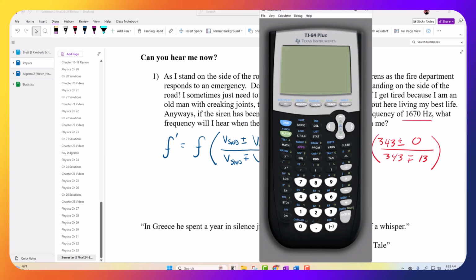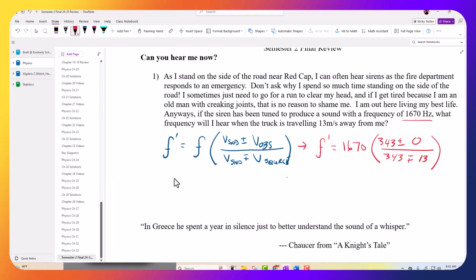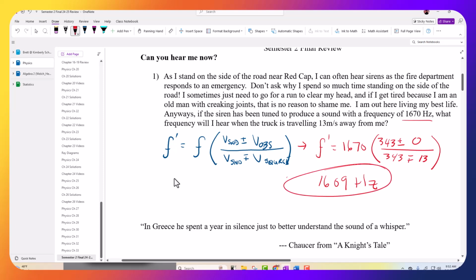So with my calculator, it's a pretty simple calculation. I'm going to do the bottom first. It's 343 plus the 13, which is 356. Then I'm going to go 343 divided by that, and times it by my 1670 to get a new frequency of 1609 hertz. That would be my new frequency.